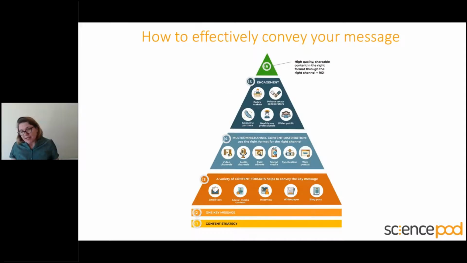Now, we're going to really plunge into the heart of the topic, and I'm going to guide you through this iconic infographic, in that it will give you a sense of the steps that are involved in order to get to the point where you effectively convey your message and you get your return on investment. So I'm going to dissect this pyramid in a very step-by-step manner.